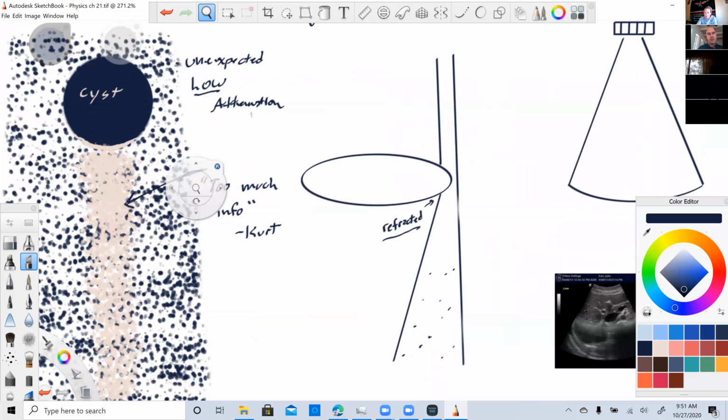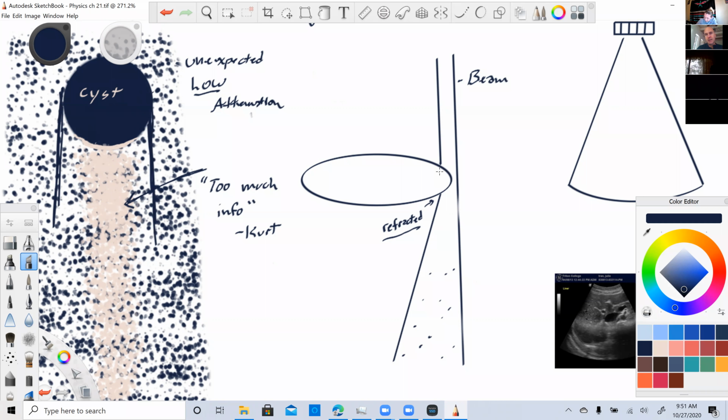Edge shadow is a shadow, but it's completely and utterly different. When a beam of sound hits the edge of a rounded surface, this always happens on rounded surfaces, on the edges of cysts, actually. On this cyst, I could actually draw, if I wanted to, little edge shadowing. It happens with rounded surfaces. I don't want to draw it because I've done it before. It's a little complicated. If I get it wrong, I get it wrong.